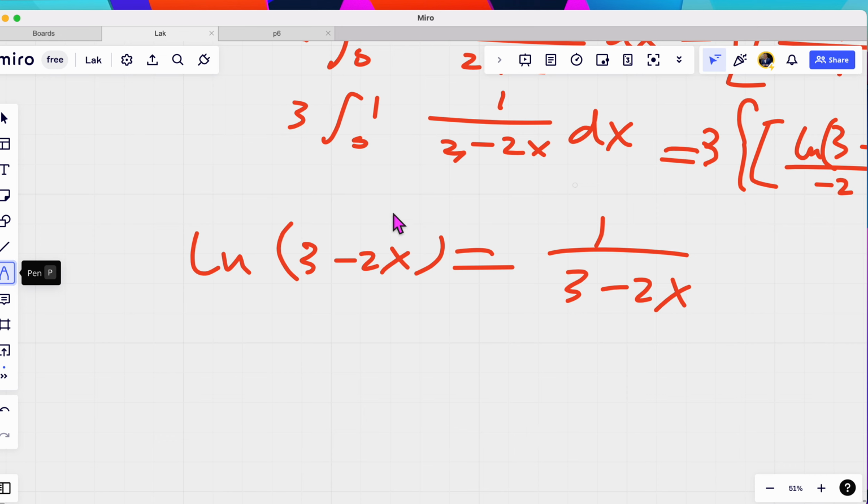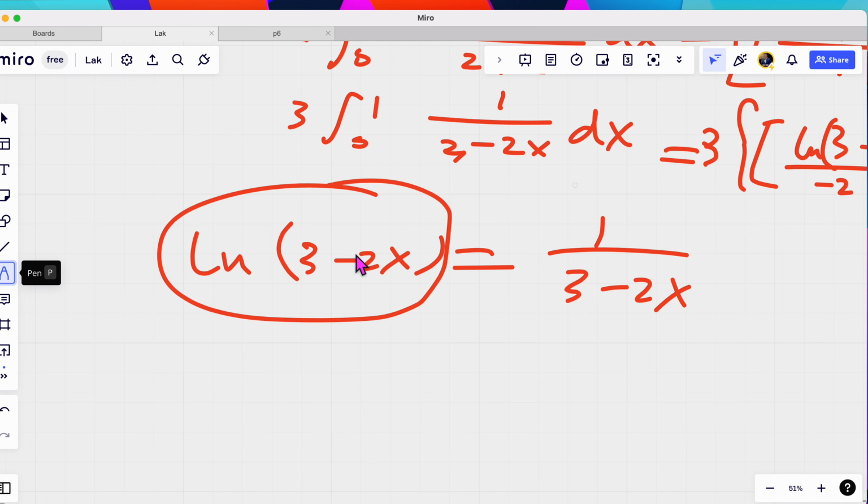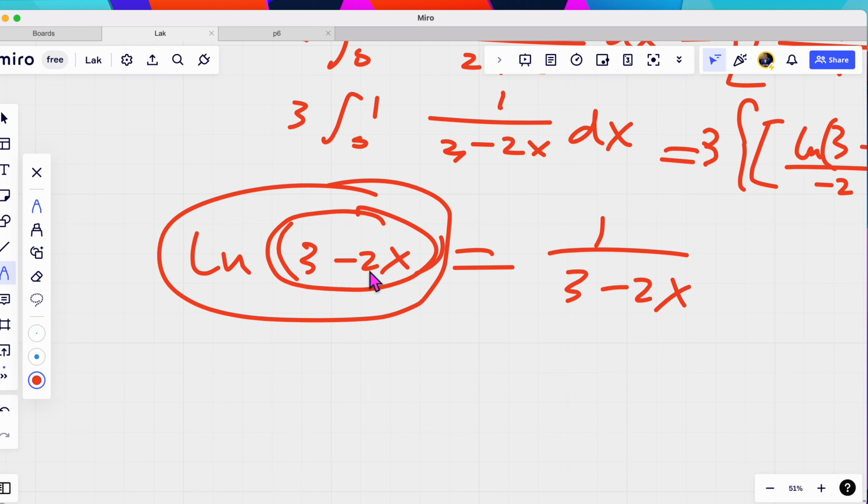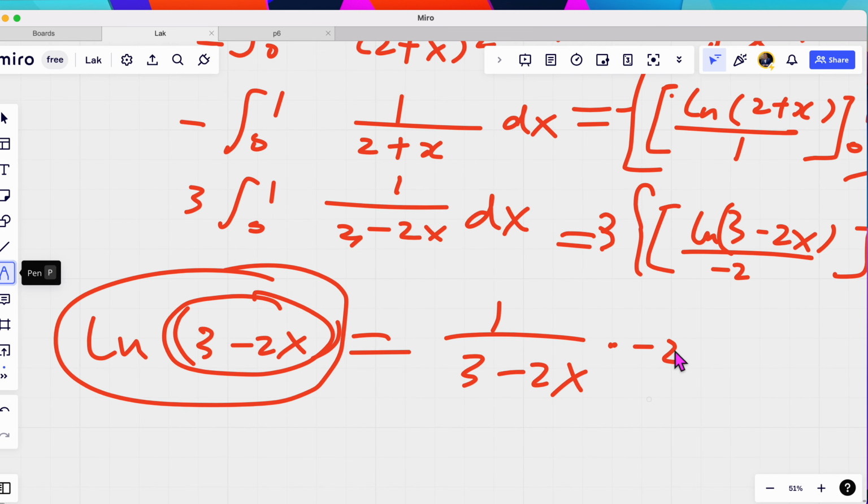Am I right? Yeah. This is your first layer. The second layer is this. Sorry, it's the 3 minus 2x. Yeah, the second layer is this, right? And this is going to give you negative 2, right? So when you differentiate, you have a negative 2 there. Therefore, when I integrate, I need to counter the effect of negative 2. That's why I put it below.